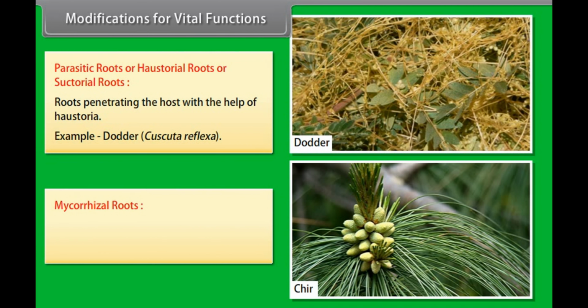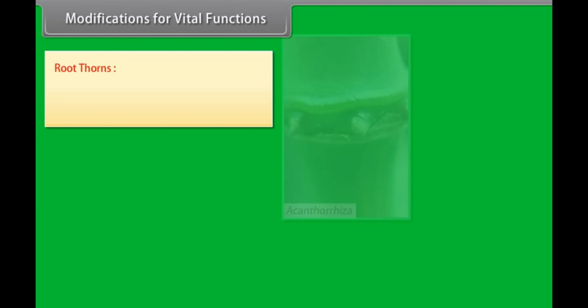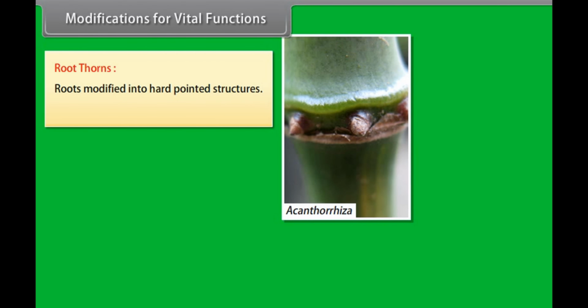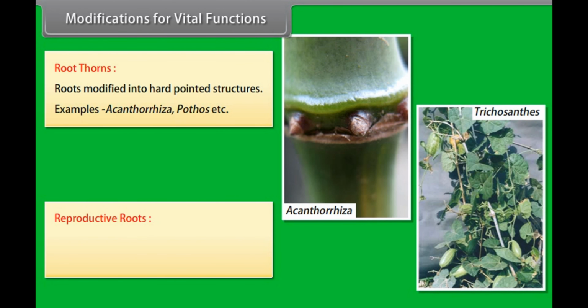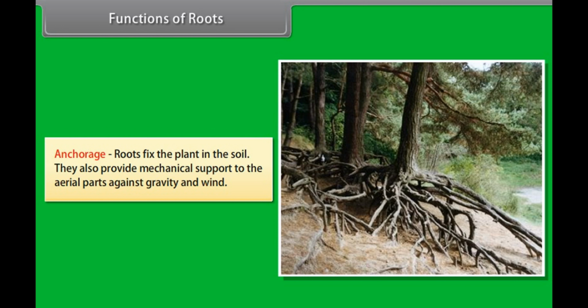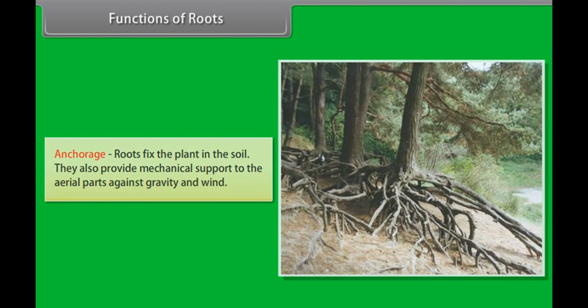Mycorrhizal roots: roots associated with fungi. Examples: pine, birch, etc. Root thorns: roots modified into hard-pointed structures. Examples: Acanthorhiza, pothos, etc. Reproductive roots: roots bearing vegetative buds. Examples: Trichosanthes, Ipomoea, etc. Functions of roots. Anchorage: roots fix the plant in the soil. They also provide mechanical support to the aerial parts against gravity and wind.